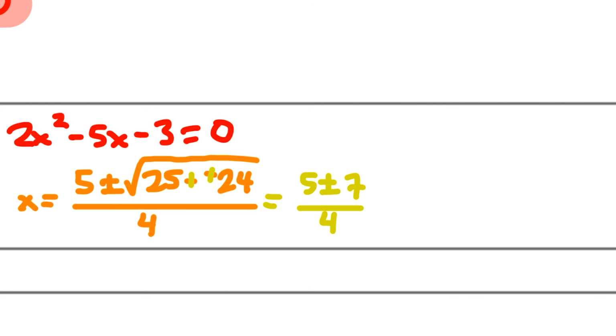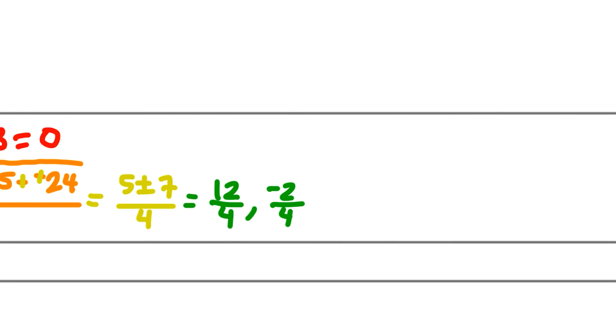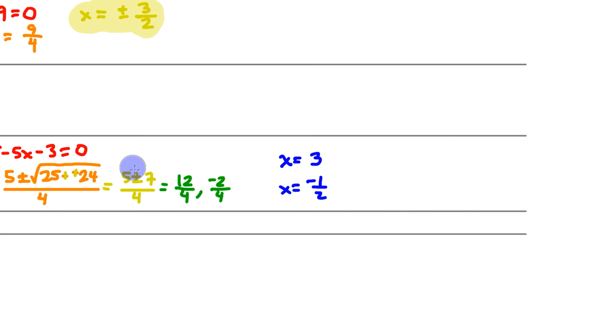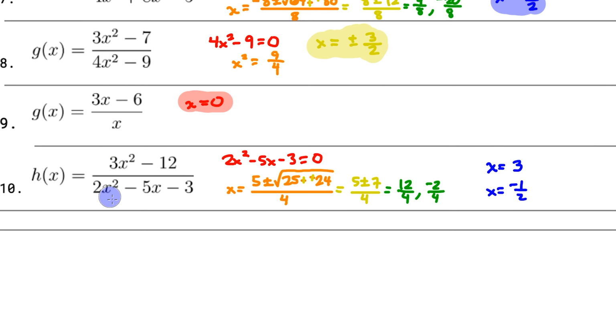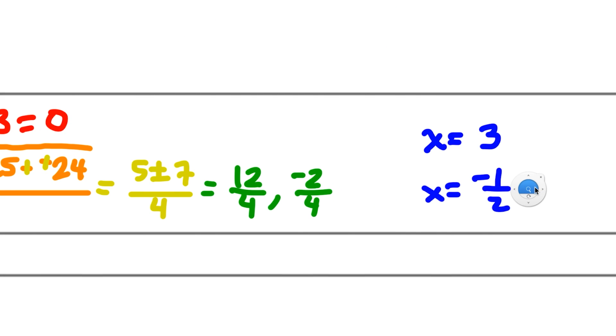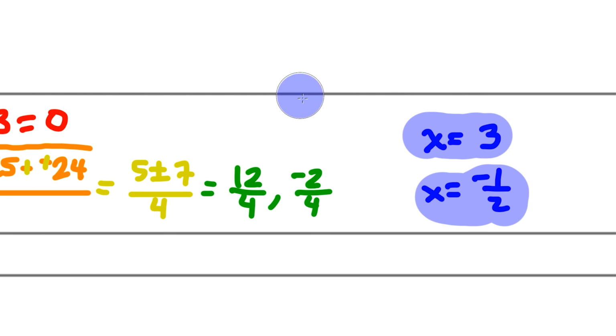Okay, if you do the plus version of this, it's going to be 12 over 4, so that's 3. If you do the minus, it's going to be negative 2 over 4, which is negative 1/2. So your two answers for this one would be x equals 3 and x equals negative 1/2. But you do have to make sure that these don't result in a 0 over 0. So I'm going to test it out really quick by plugging 3 in for the first one, and you would not get 0. If you plug negative 1/2 in for the first one, then you would not get 0 as well. So these would be your two answers for the vertical asymptote.